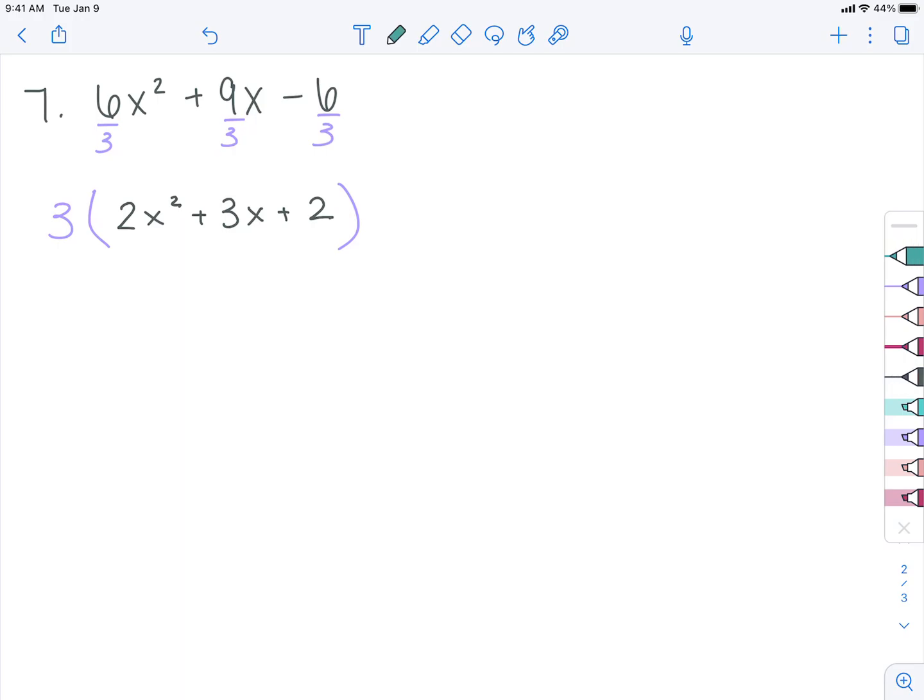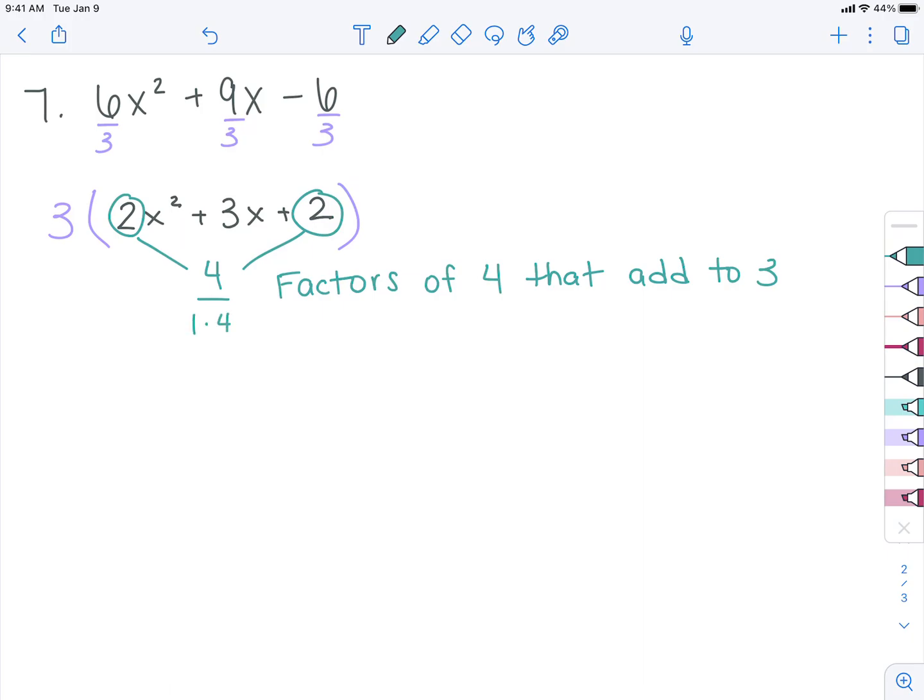I'm going to say, okay, 2 times 2 gives me 4. So now I want factors of 4 that add to 3, because 3 is the number in front of my x. I have 2 options. I have 1 and 4, and 2 and 2.